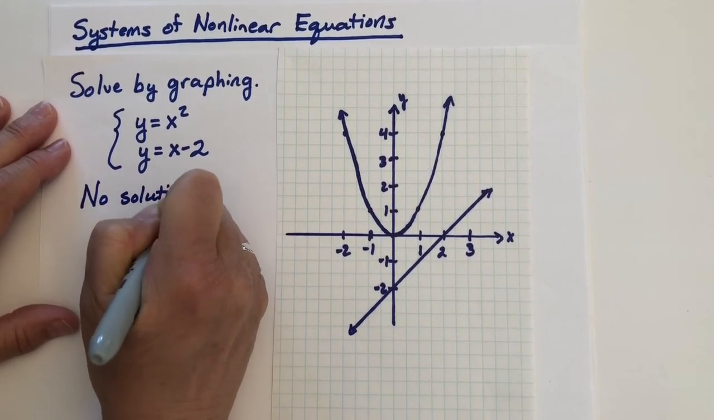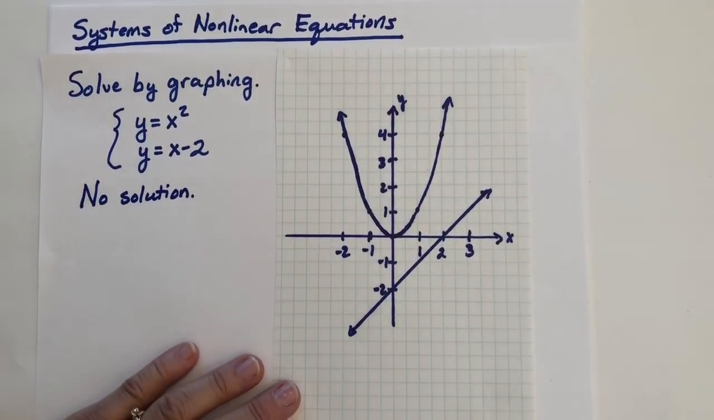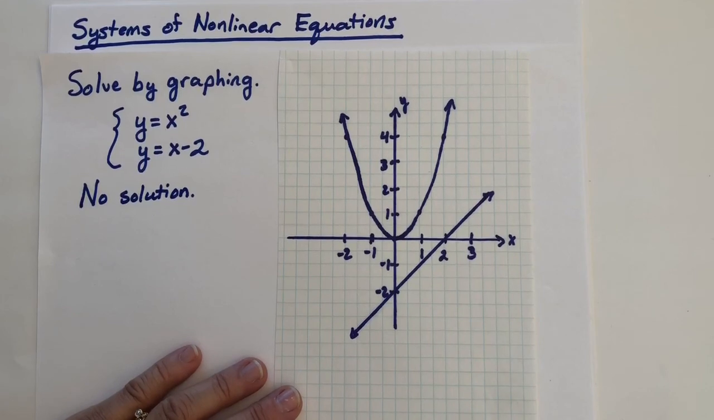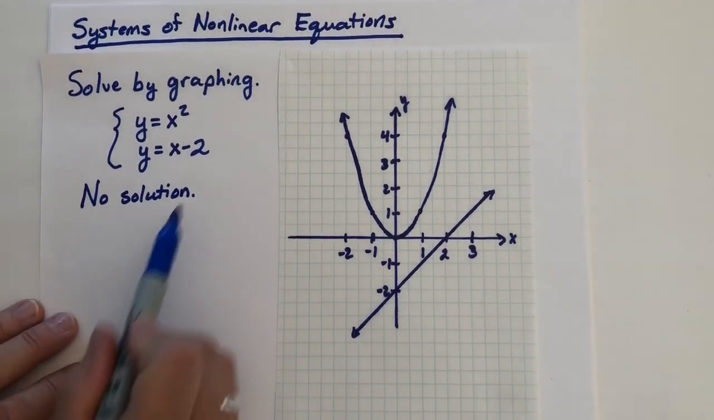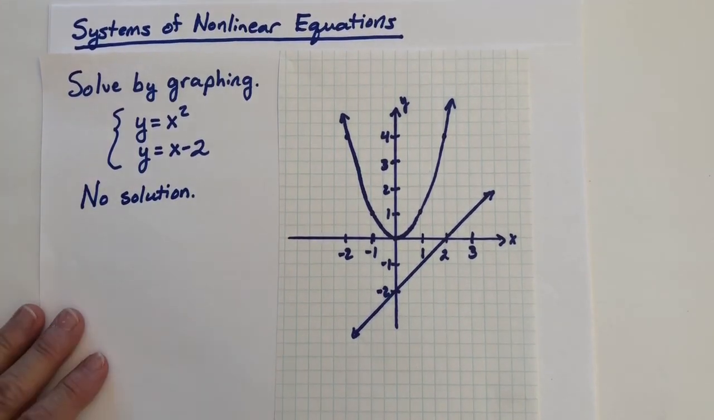And let me just mention this. When we're looking at the graphs and implied by the directions of all the problems we're doing today, we're assuming that we're looking for real solutions. It turns out that there are some non-real solutions, meaning there are some solutions that have i's in them, but we aren't looking for those today. So we would just say there's no solution to this system.